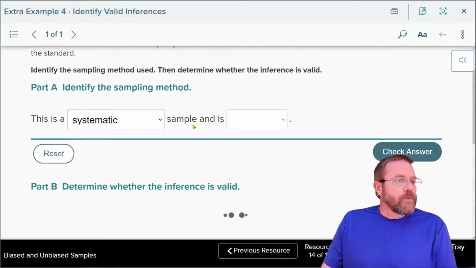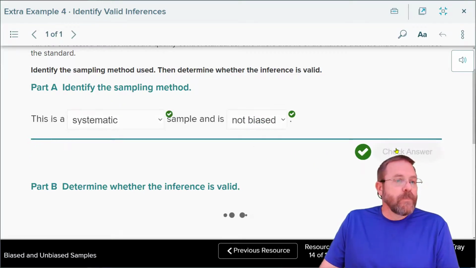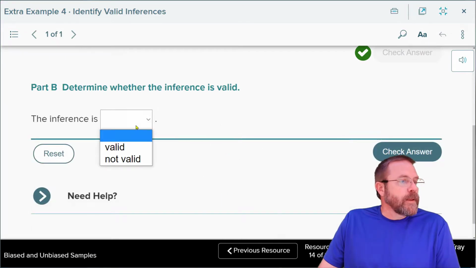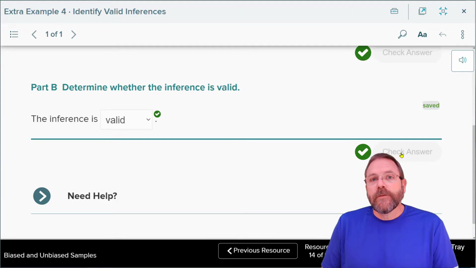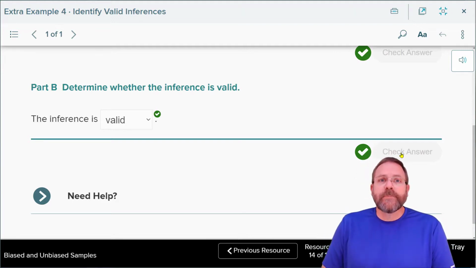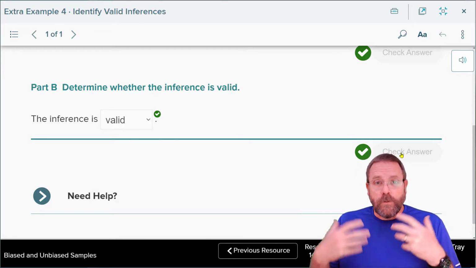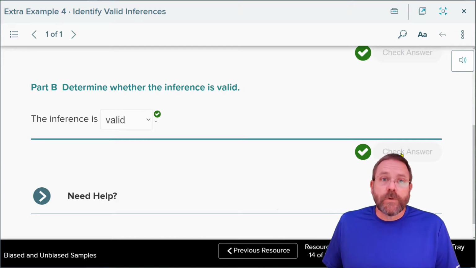Now we can also say that this sample is going to be not biased because it's a very systematic sample. Everything checks. You can go from there and add that the inference therefore is going to be valid, so you can take the data that they're giving you with it and actually expect a good result as far as whether or not the whole population would agree.